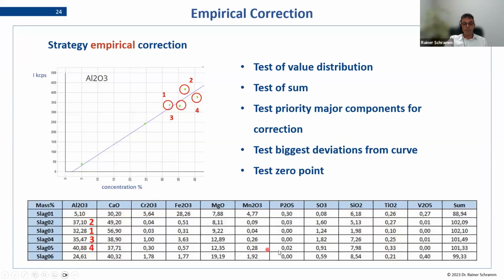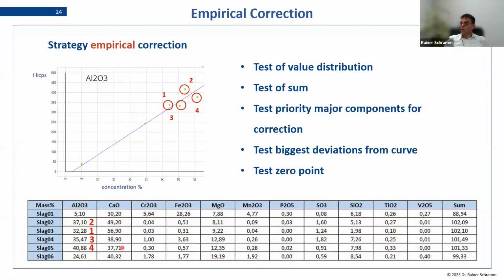With such a sample, I can only make an empirical correction because it's not 100% sure that all these results are correct. The next thing I will do is look for major components. So what is major here? Beside my aluminum, we have high calcium in there. We have magnesium oxide and we have silicon oxide. So these are the main concentrations in these standards. If there is a matrix influence, it could always come from these three.